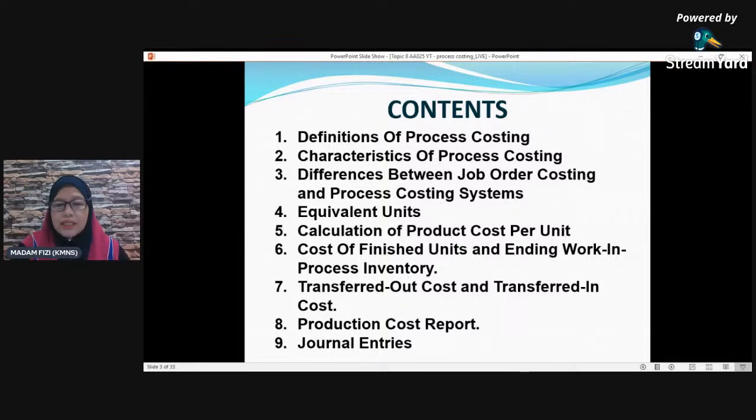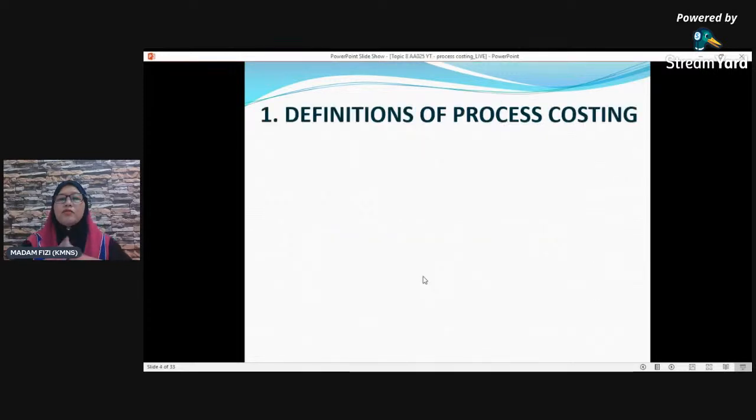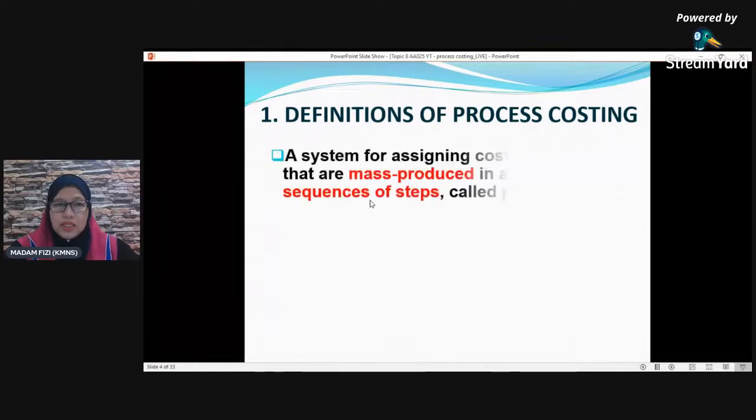Okay, banyak dalam topik ni. Okay, so we will see one by one. Okay, now we start with the definition of process costing. Okay, in topic 7, you have learned the job order costing, and topic 8 is the process costing. So what is the process costing?